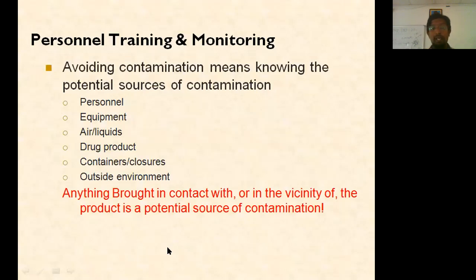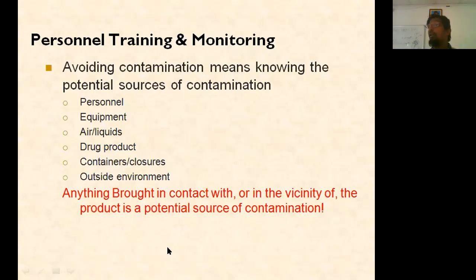So the sources are personnel, equipment, air or liquid, drug products, containers or closures, and the outside environment. So from what is the source of contamination? Here a person can be a source, yes. Equipment can be a source, yes. Air or liquid, like water or other vehicles you are using, can be a source. Drug product can be a source. Container and closure can be a source, and the outside environment can be a source. So we should keep them all in control.